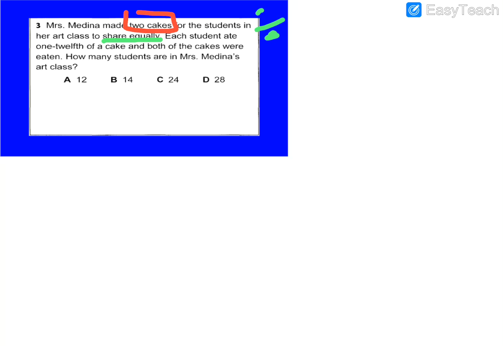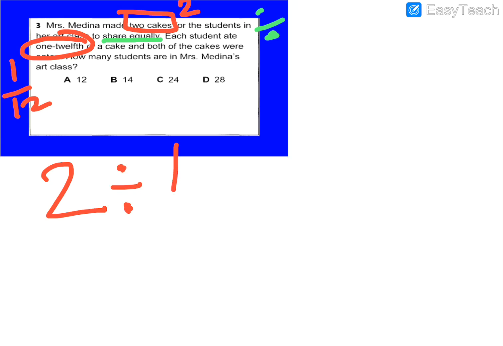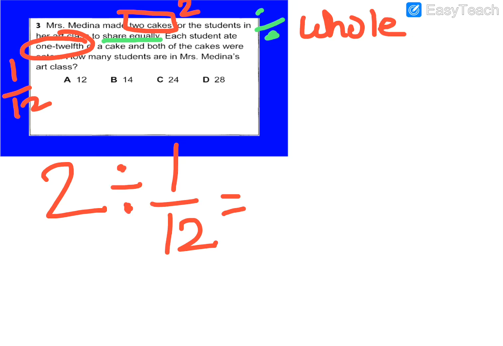2 cakes. So remember, if you see the word, you can always write the number. Each student ate 1/12 of a cake, and both of the cakes were eaten. So that means that 1/12 should be written out as well. So if you start with 2, you're going to divide it by the 1/12. And so if you do this, again, start with a whole, end with the whole.